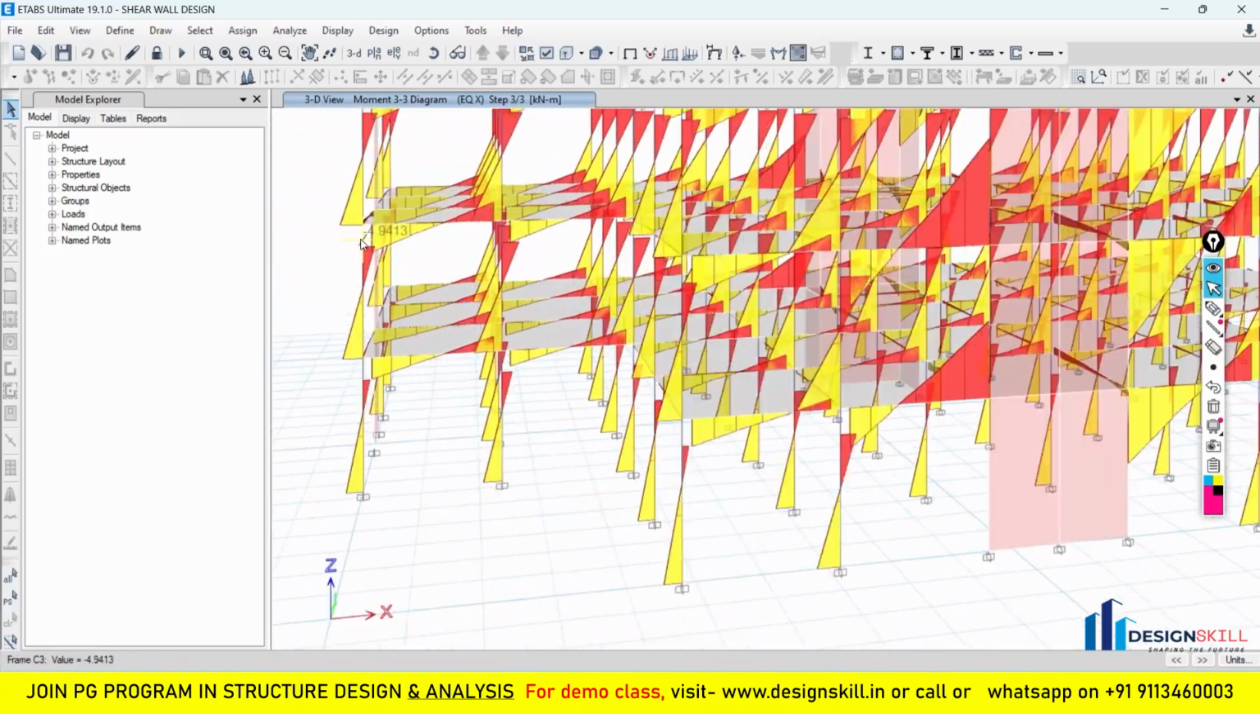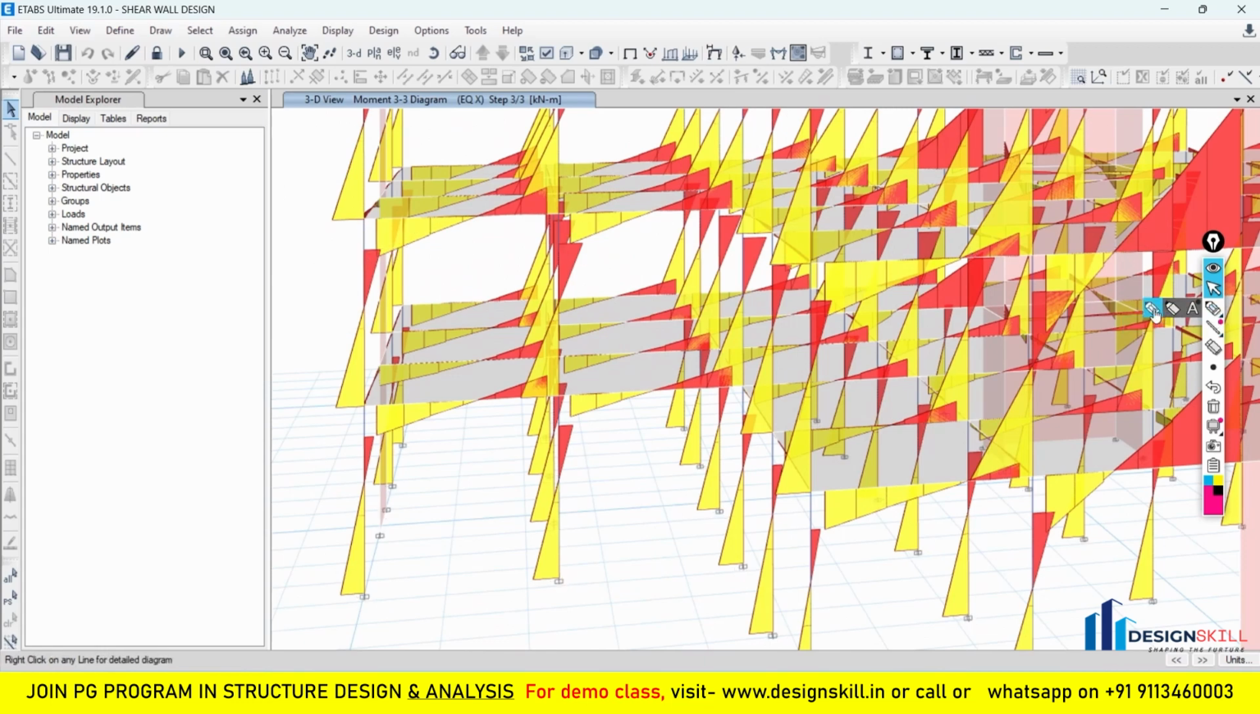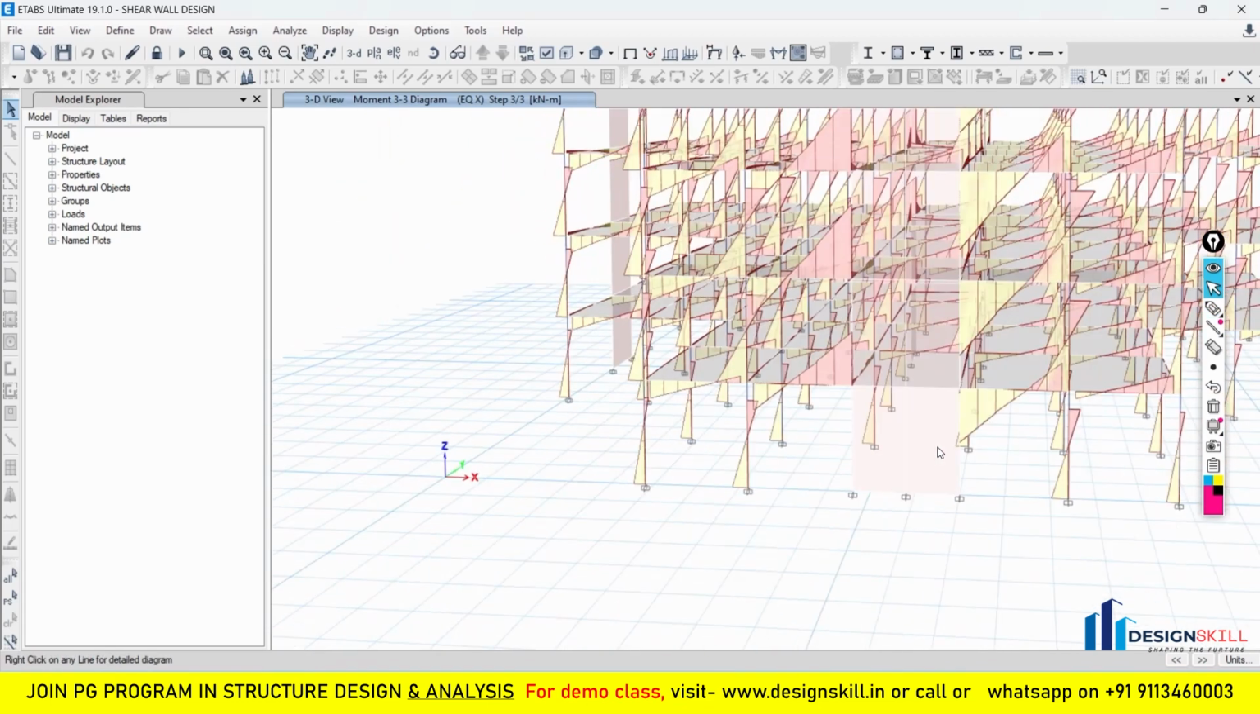You will find here that the bending moment of the columns is maximum at the top and bottom, and the point of contraflexure will be in the middle of the columns. This is going to be common for all the columns here. Now if you look at the same thing for the shear wall, you will find something different.